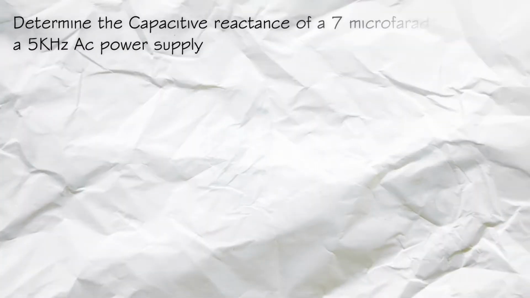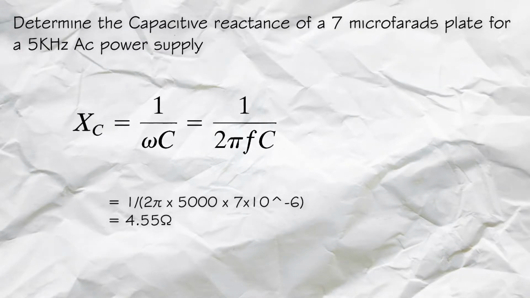Now let's look at some examples. In the first example, we are asked to find the capacitive reactance of a conducting plate for a 5 kHz power supply. To solve this problem, we simply apply the Xc formula shown earlier, giving us a value of 4.55 ohms.